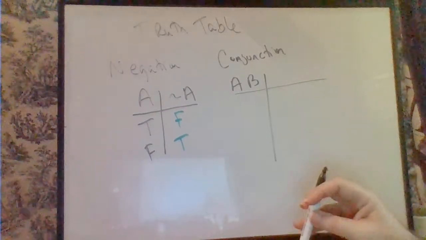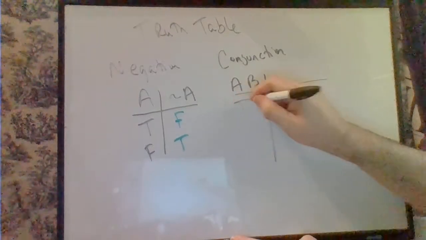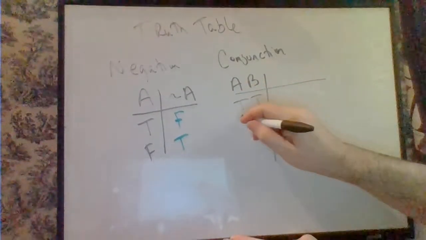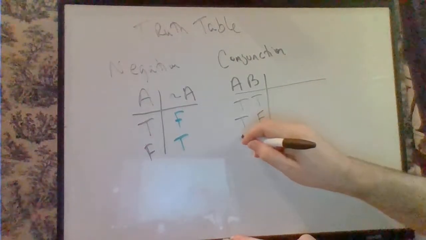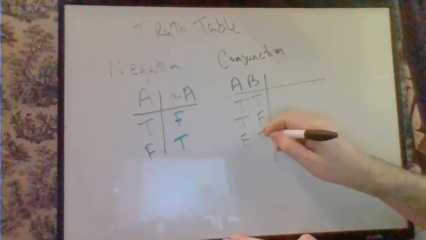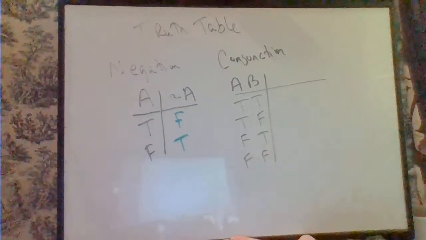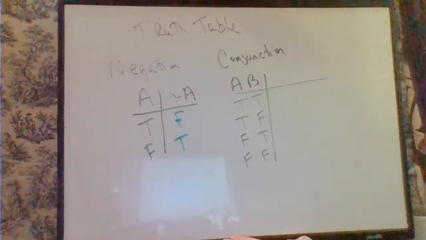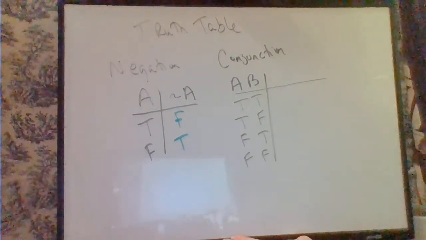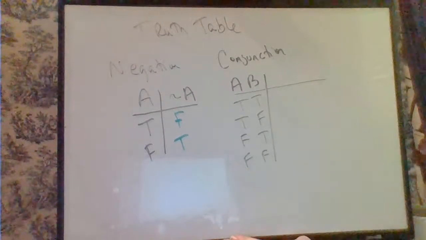So what are the possibilities? Well, we could live in a world where A and B are both true. We could live in a world where A is true and B is false. We could live in a world where A is false and B is true. We could also live in a world where A and B are both false. Okay. So those are all the possibilities that we have available to us. So 4 possible worlds based upon the fact that we have 2 sentences.